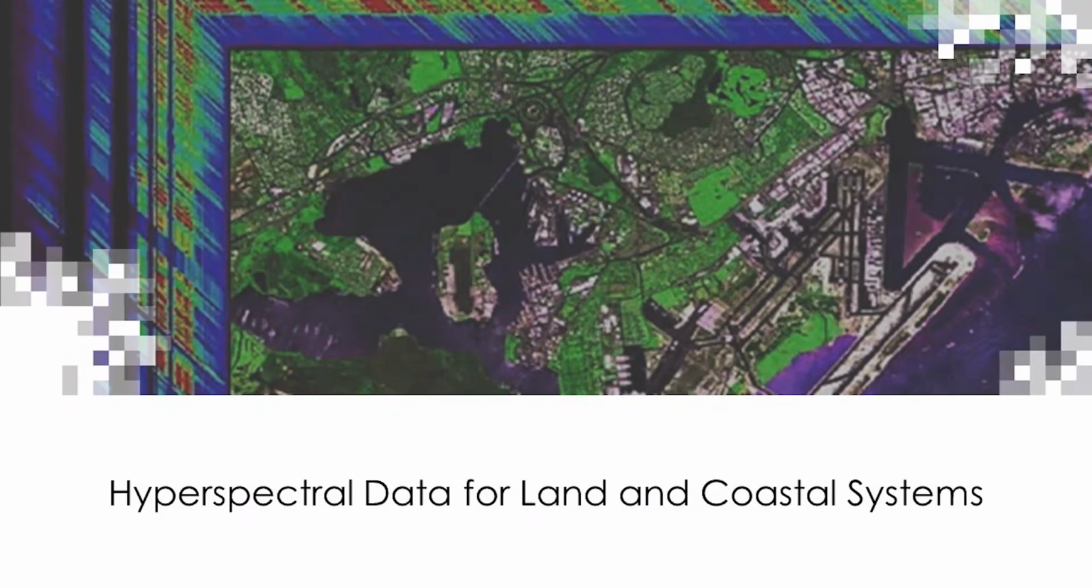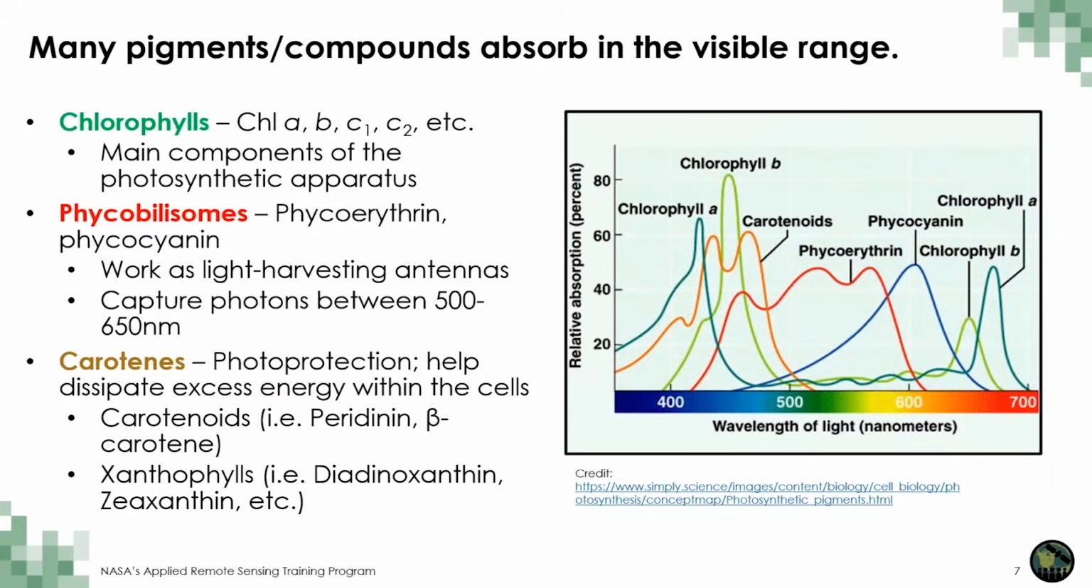We're going to talk about the use of hyperspectral data for coastal and ocean systems. Before we talk about hyperspectral data in general, I wanted to point out some aspects about the photosynthetic apparatus of photosynthetic organisms, and particularly talk a little bit about the different pigments or compounds that absorb within the visible range.